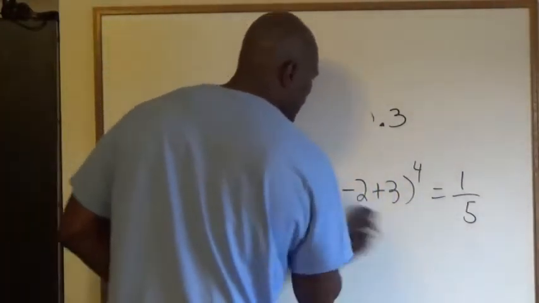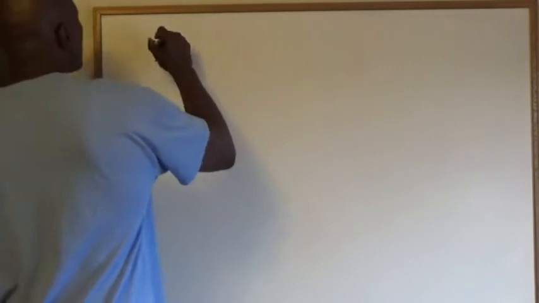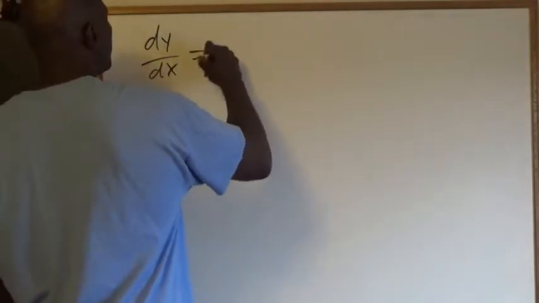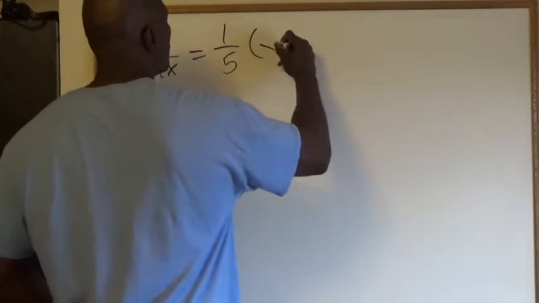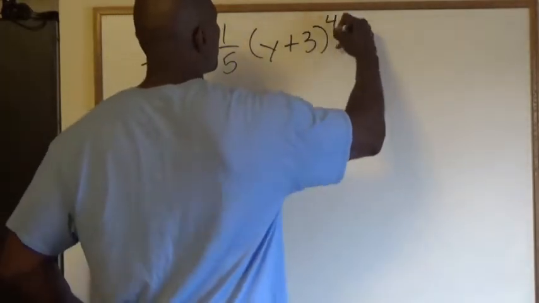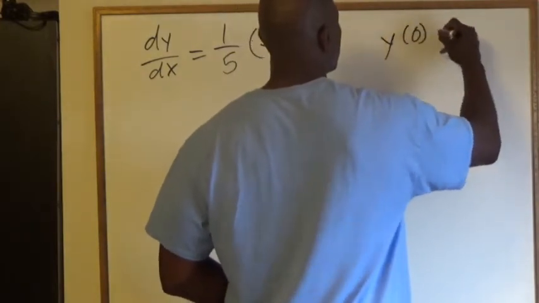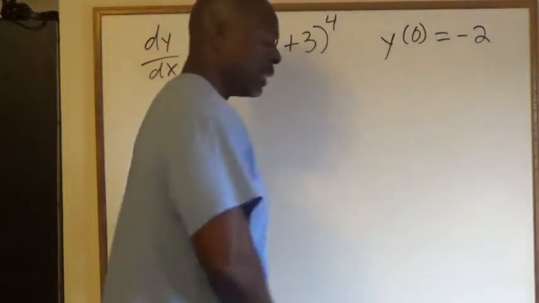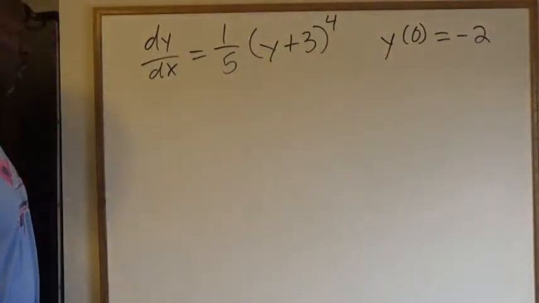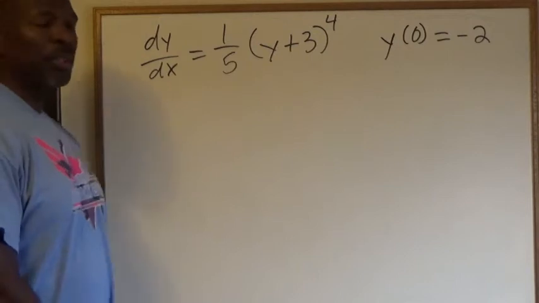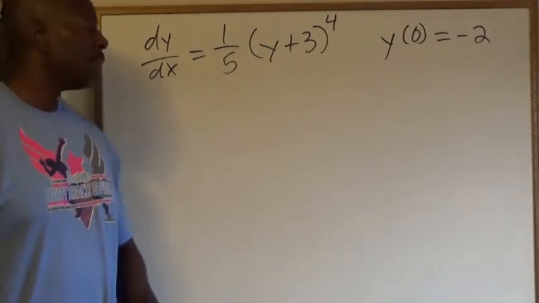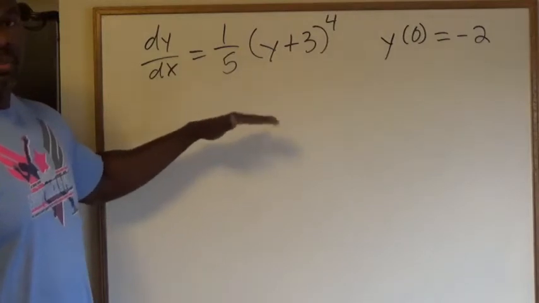Now let's look at the big money item, and that's solving the differential equation. So let me remind myself what the differential equation was. dy by dx is 1 over 5 times y plus 3 to the 4th, and the initial condition, if I remember, was y of 0 is -2. Alright, so generally when they give you these problems, they're giving you a first order separable differential equation. This is a first order separable differential equation.